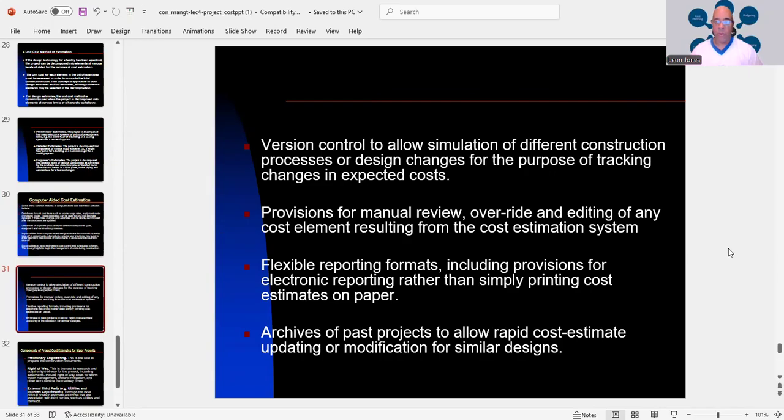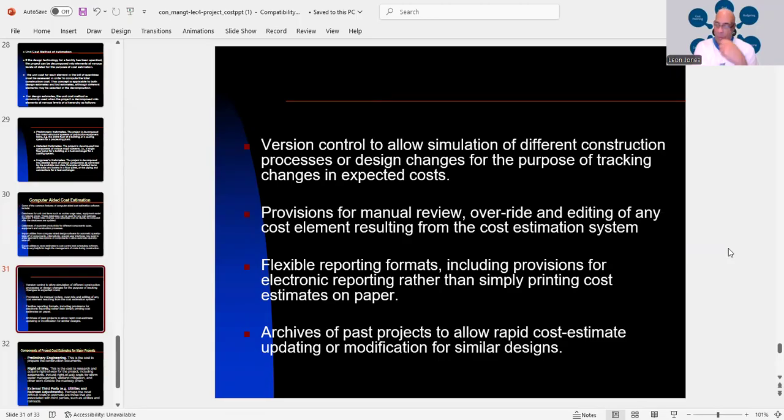Then we deal with version control to allow simulation of different construction processes or design changes for the purpose of tracking changes or expected costs.